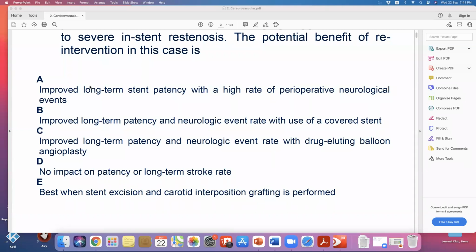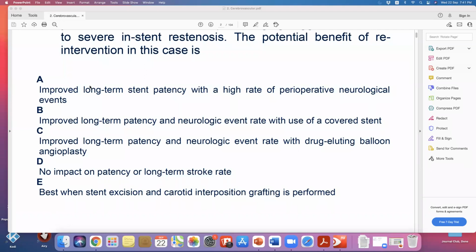Maybe best when stent excision and carotid interposition grafting is performed. This is a very extensive procedure for this patient, who is asymptomatic and, to start with, underwent stenting. That means he's not fit for surgery. So I will choose D.